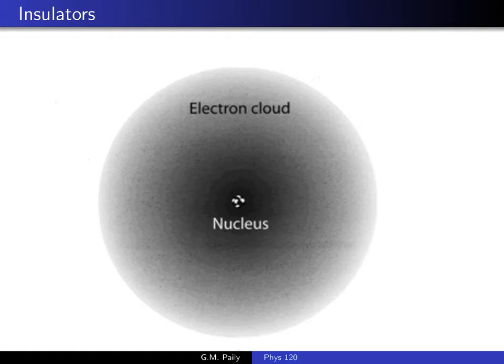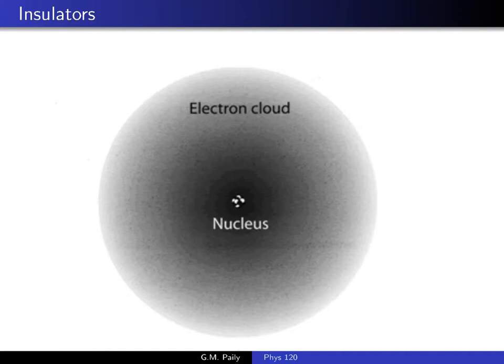Now let us consider insulators. Let us first consider a single atom of the insulating material. In this single atom, the nucleus is at the center, and the electron cloud is distributed symmetrically around it.